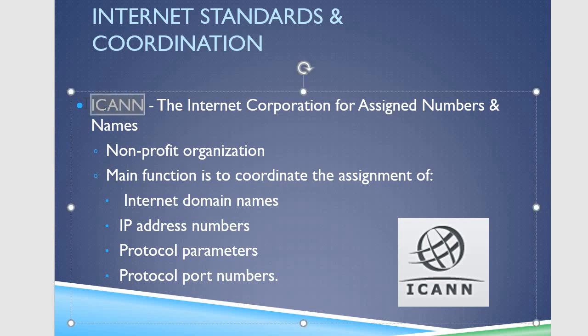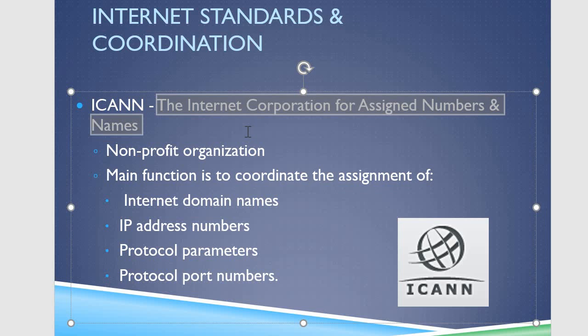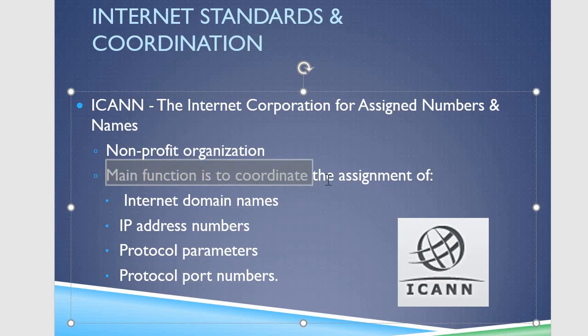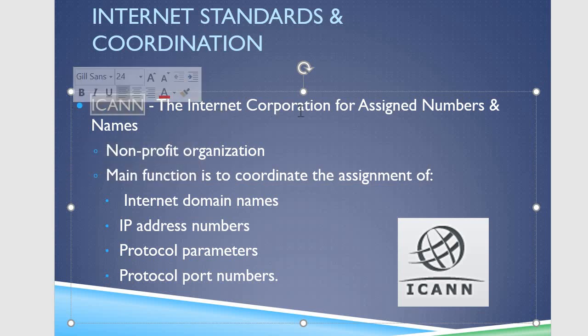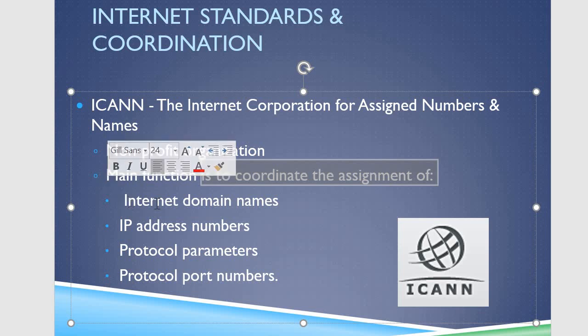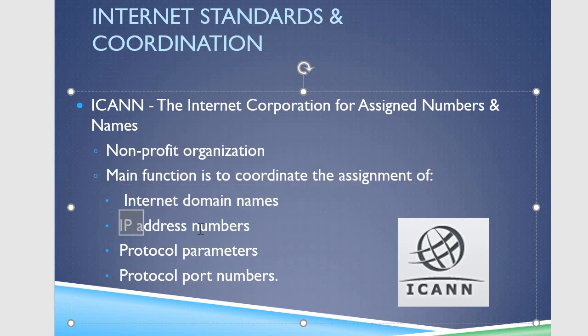See, ICANN. What is ICANN? The Internet Corporation for Assigned Numbers and Names. So what are the main functions of ICANN? Functions to coordinate assignment of, what all are the main functions? Internet domain names, IP address numbers, protocol parameters, protocol port numbers. Please listen to me carefully.